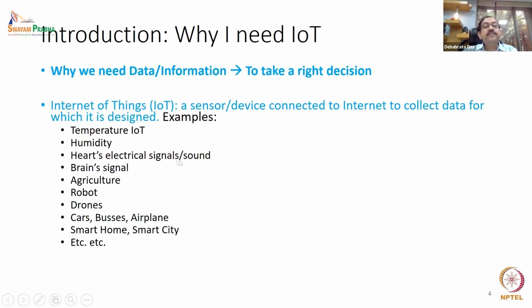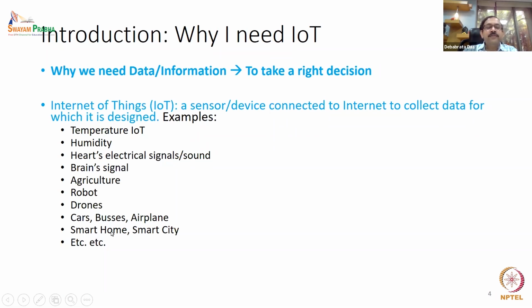Heart electrical signals and sounds, our heartbeat signals, and all of that coming to the brain, agriculture, robots (the robot has a lot of sensors), drones, cars. Your car will have hundreds of IoT devices, starting from your tire pressure to the engine heating to the air conditioning inside. There will be hundreds of sensors or IoT devices, and all are connected by the networks inside the car and the outside world. Buses, airplanes, smart home. In the home, before you reach, it will come to know you are close by automatically.